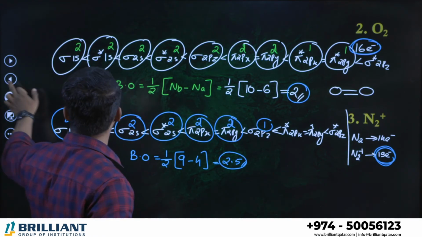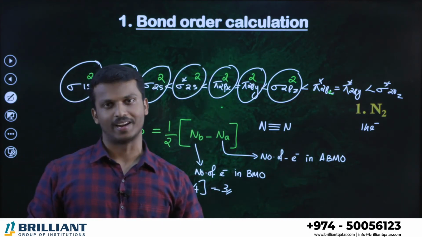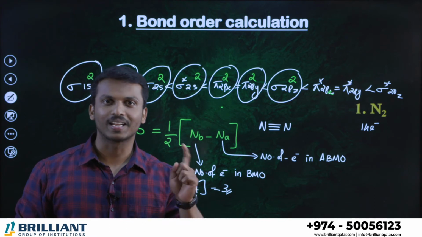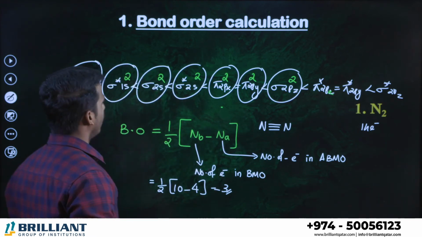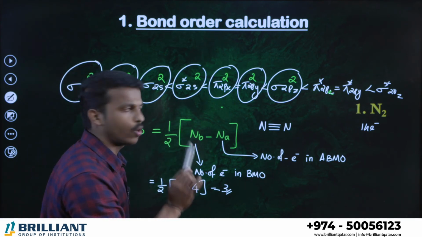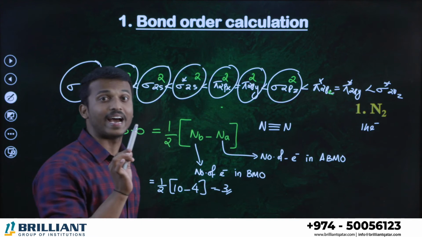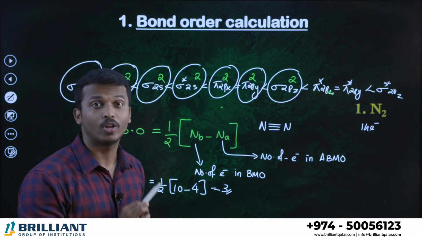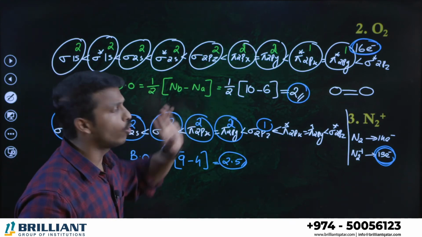Can you tell me, is the nitrogen molecule paramagnetic or diamagnetic? All of you please observe this. Can you see anywhere a single electron? Here two, all are paired. So it is diamagnetic. Nitrogen molecule is diamagnetic, right?